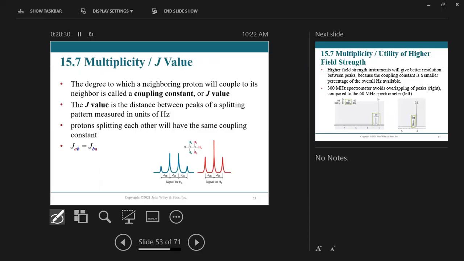The degree to which a neighboring proton will couple to its neighbor is called a coupling constant, or a J value. The J value is the distance between the peaks of a splitting pattern measured in units of Hertz. So here we're seeing these two right here, so we're going to get our triplet, and then this right here is seeing these ones right here. That's how we're getting our quartet. So I'll go ahead and erase that so you can see that.